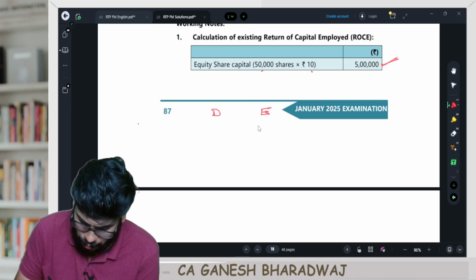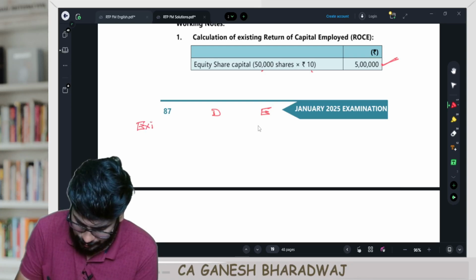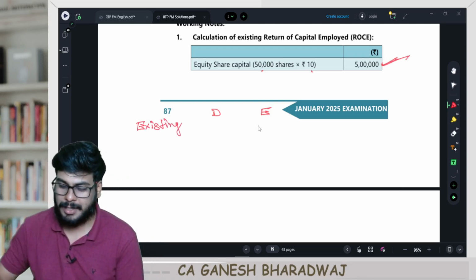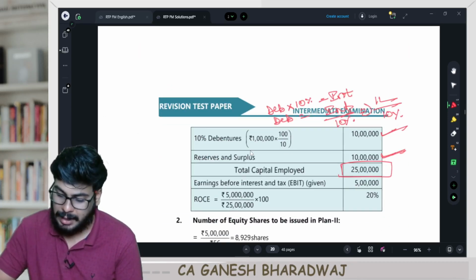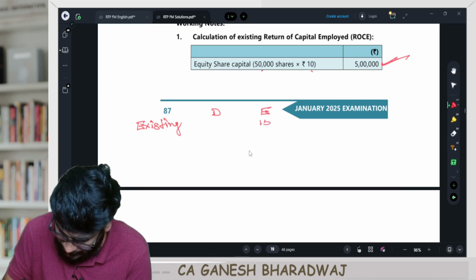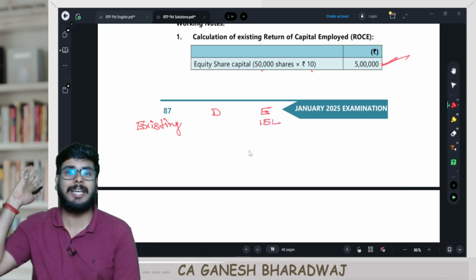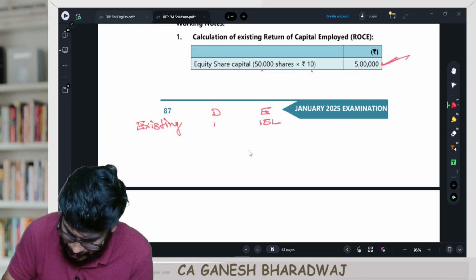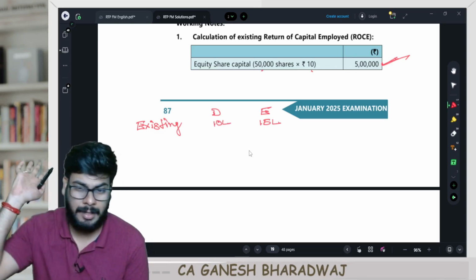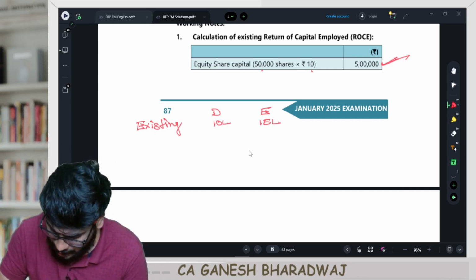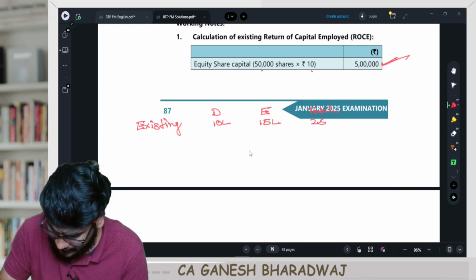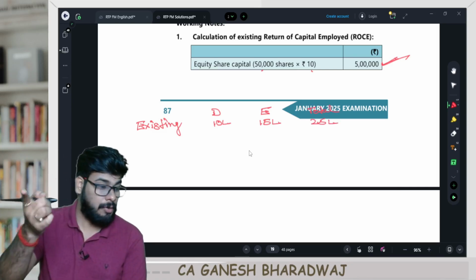Right. So now existing, what is there? The total equity component, how much is it? 5 lakh plus the reserves and surplus of 10 lakh rupees. So can I say currently the company has 15 lakh rupees worth of equity component, and 10 lakh rupees worth of debt component. Correct, guys? Yes, fine. So the total capital employed is 25 lakhs currently.